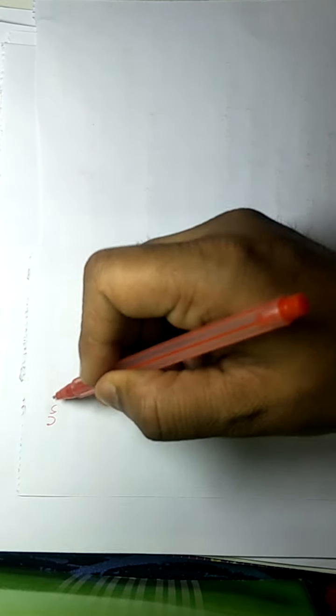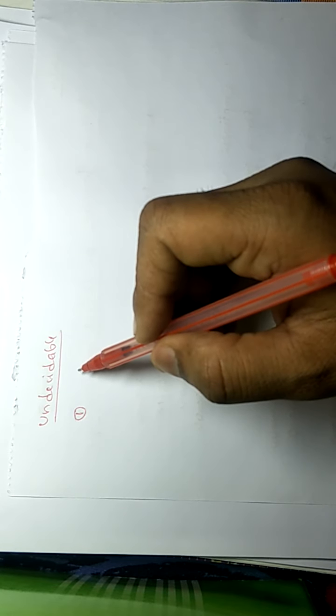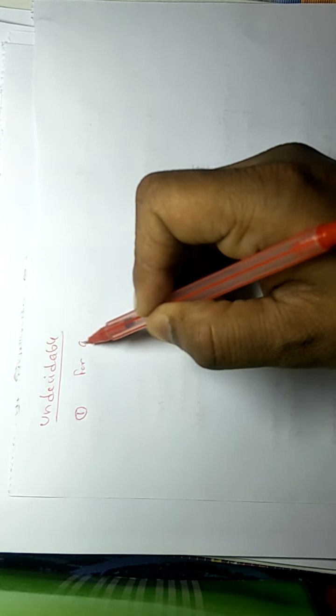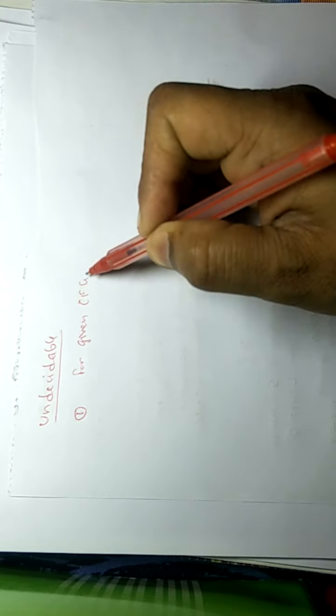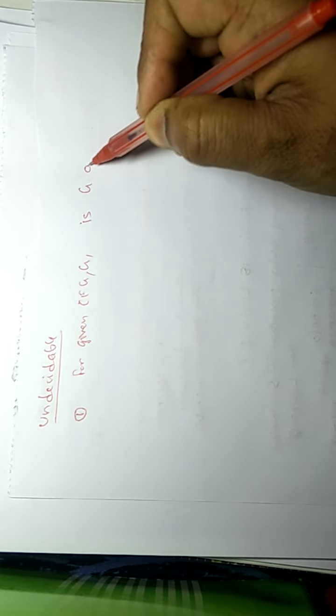Now look at some problems that are undecidable. Undecidable problem number 1, and it is important to analyze. For a given CFG G, is G ambiguous?